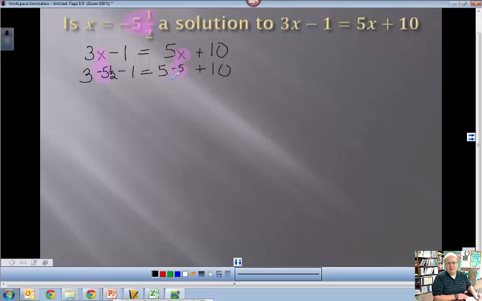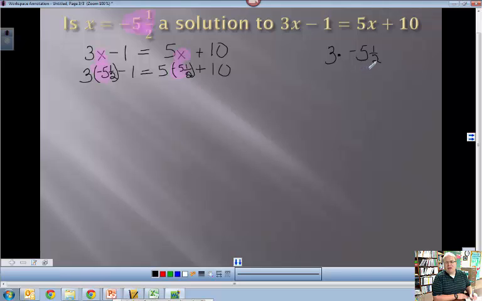Negative 5 and 1/2. Okay, I'm going to separate with parentheses so I know where that number is at. So now you're going to work on one side and get the one side solved before I go to the other side. So if I pick this side over here, I'm going to go 3 times negative 5 and 1/2.